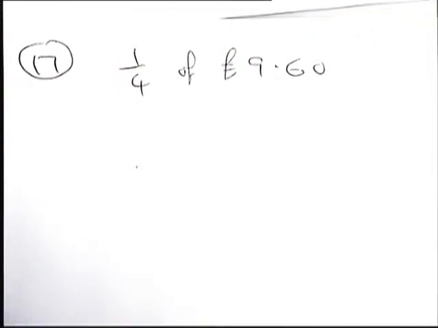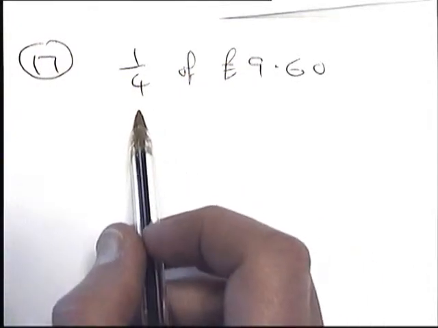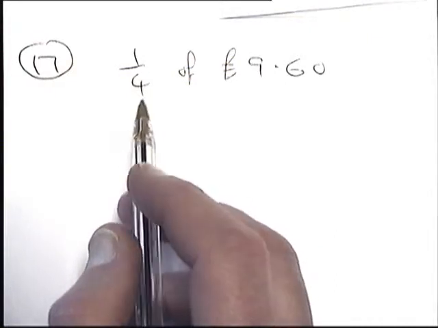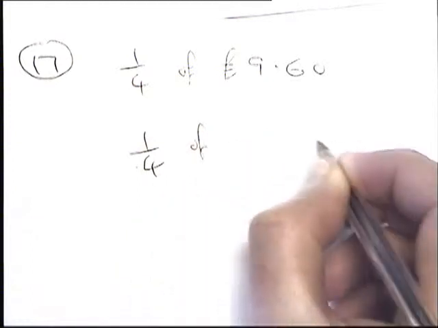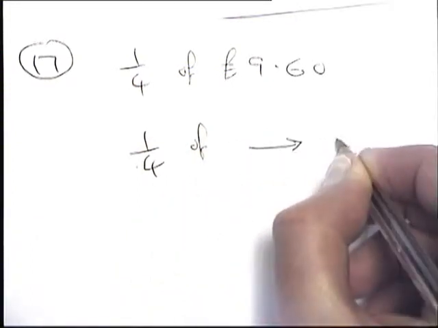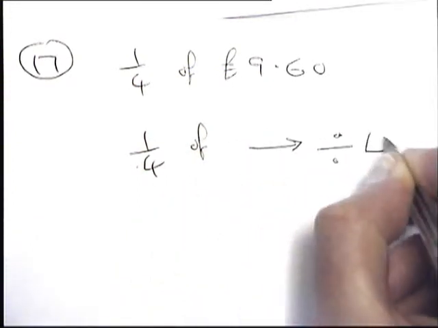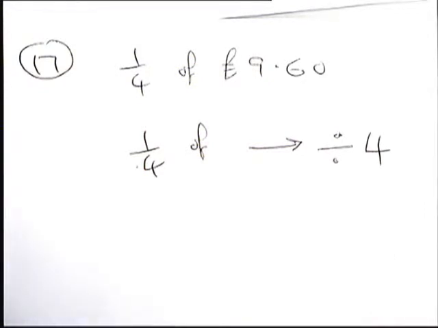Question 17 says a quarter of £9.60. And I've written down the quarter as a fraction there. One thing we said before: if you're finding a quarter of something, that's exactly the same as dividing by 4. You can extend that.